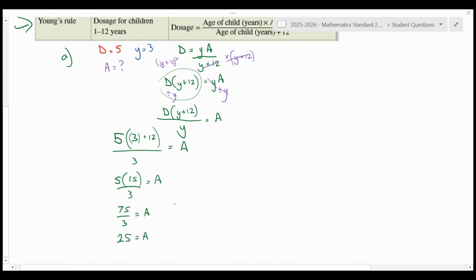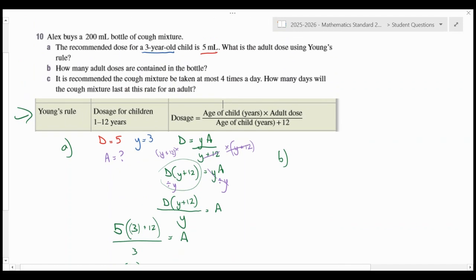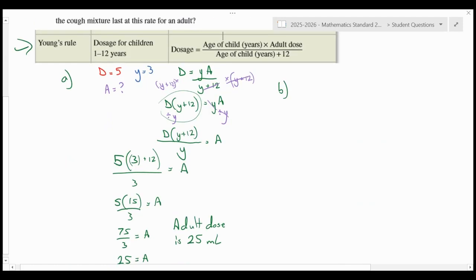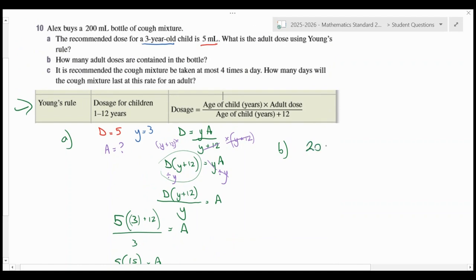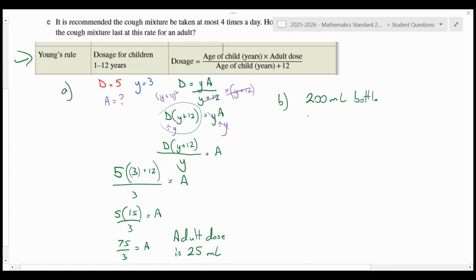So our answer is the adult dose is 25 ml. So that's question A, 25 ml. Now the next one asks us how many adult doses are contained in the bottle. So the bottle is 200 ml, and our doses are 25 ml. So we literally just simply go 200 divided by 25 equals 8. So there are 8 doses in the bottle.